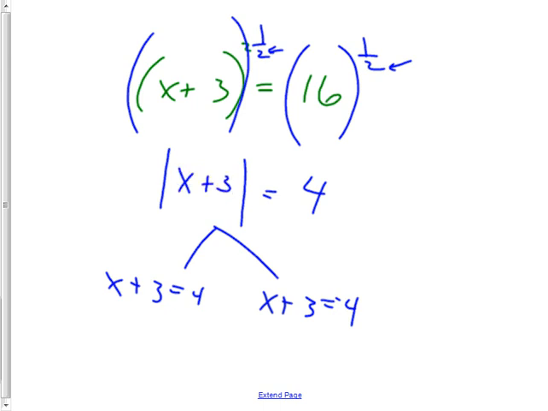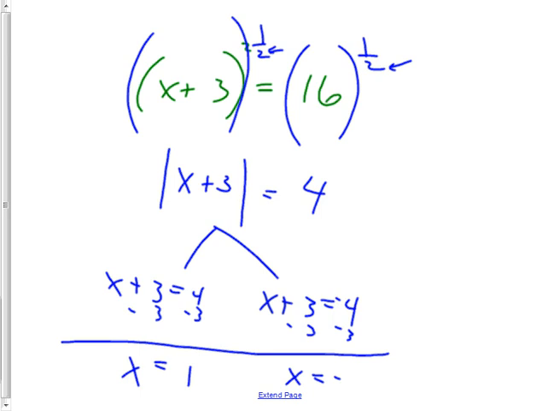Okay. So now I'm going to subtract 3 from both sides. And I get x equals 4 minus 3 is 1. And x equals negative 7. Did anybody have both of them right? Nice. Okay, I think you're totally ready for this thing then.